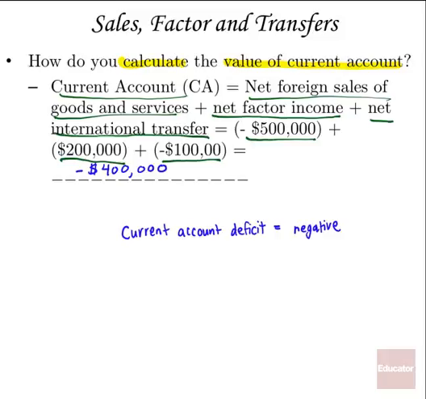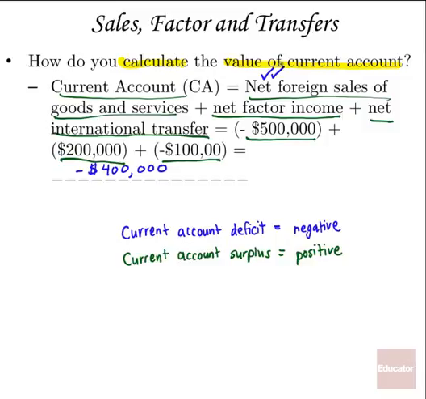Now conversely, this should be quite obvious here, but the current account surplus is when this value is positive. Now, what is the biggest component of current account deficit and current account surplus? It's definitely going to be the net foreign sales of goods and services. The United States, we've run a current account deficit for several years, and it's gone pretty high.